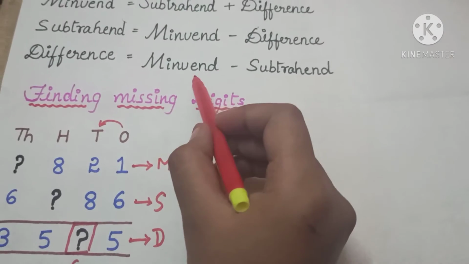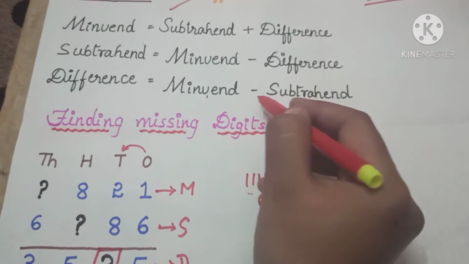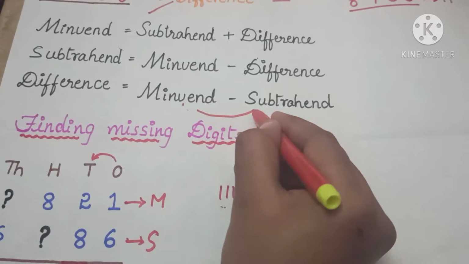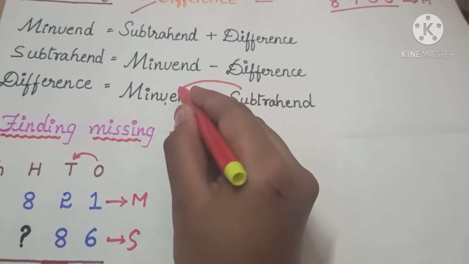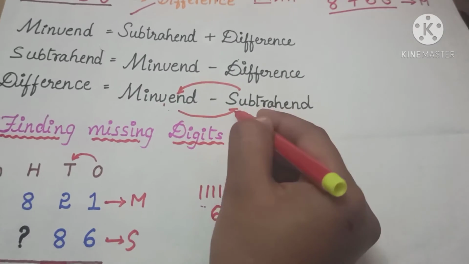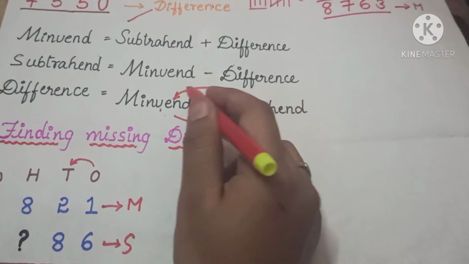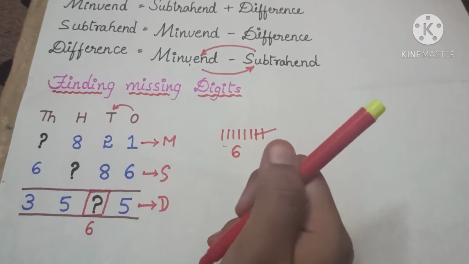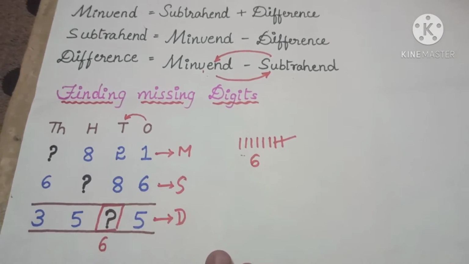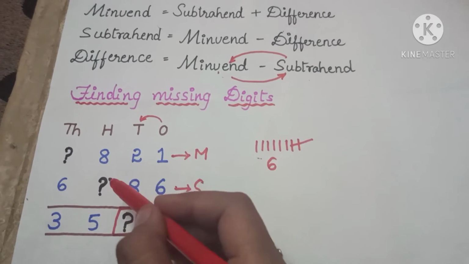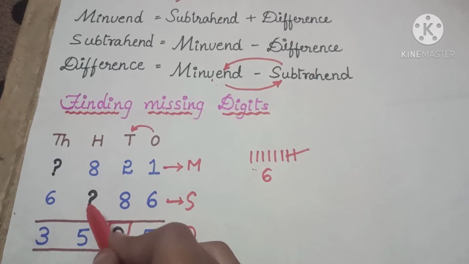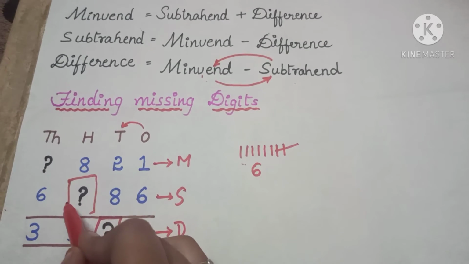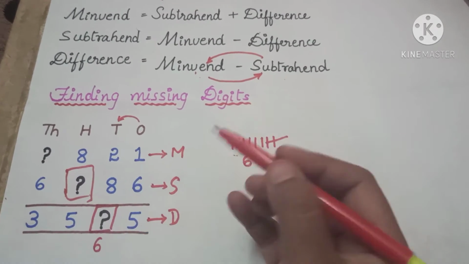Here it is not minuend minus subtrahend, but it is interchanged. Sorry, I got confused. We should just subtract subtrahend from minuend, where we get the value of 6. Next, here we are missing the digit in the subtrahend. Is it not? We are missing the digit here.